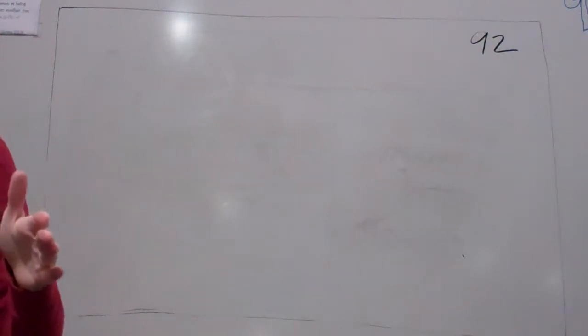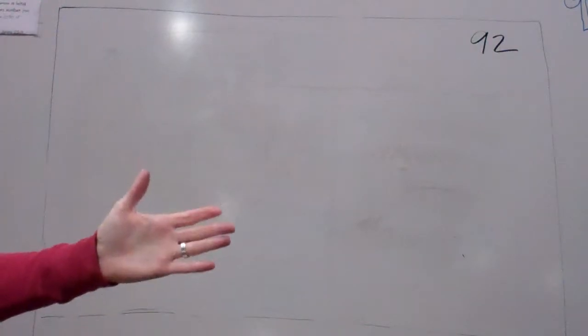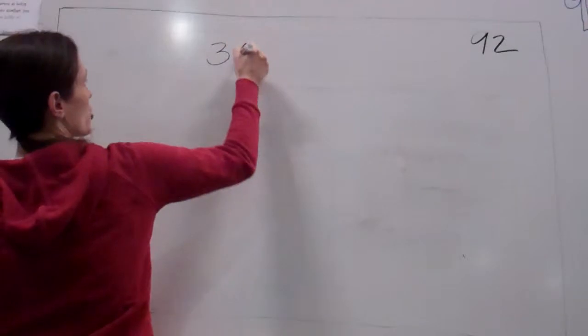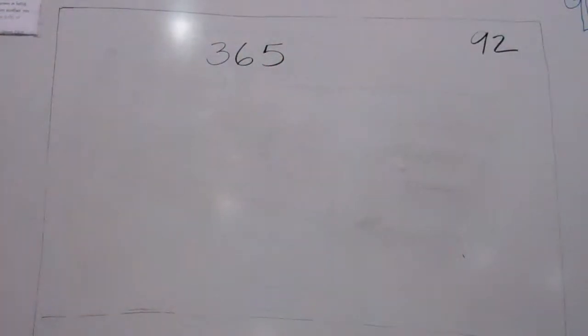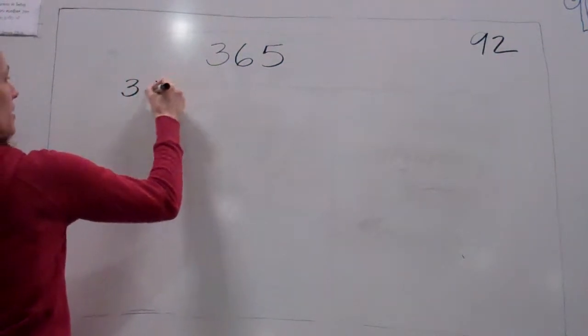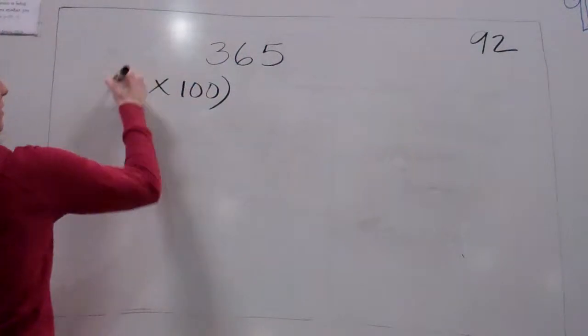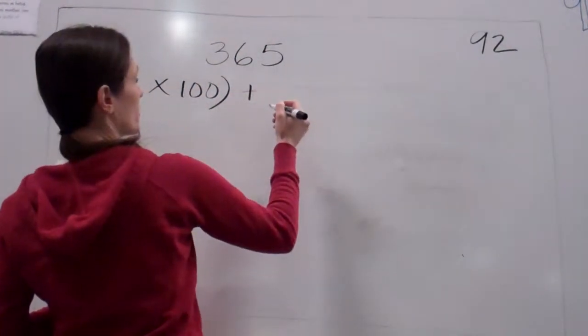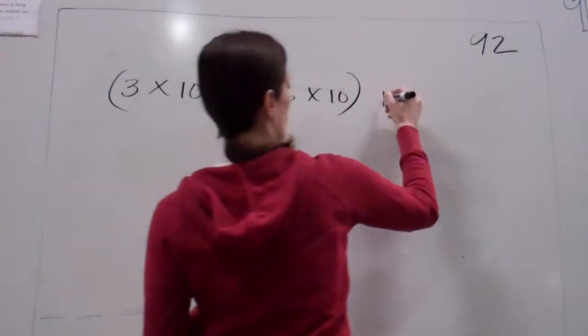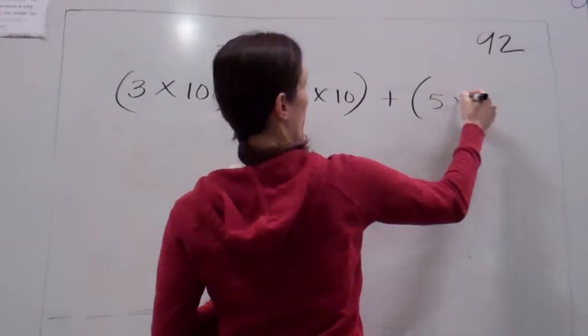The first part of this lesson is expanded notation with exponents. All that to say, how would I find the expanded notation of this number? Yes, Isaac? 3 times 100, plus 6 times 10, plus 5 times 1.